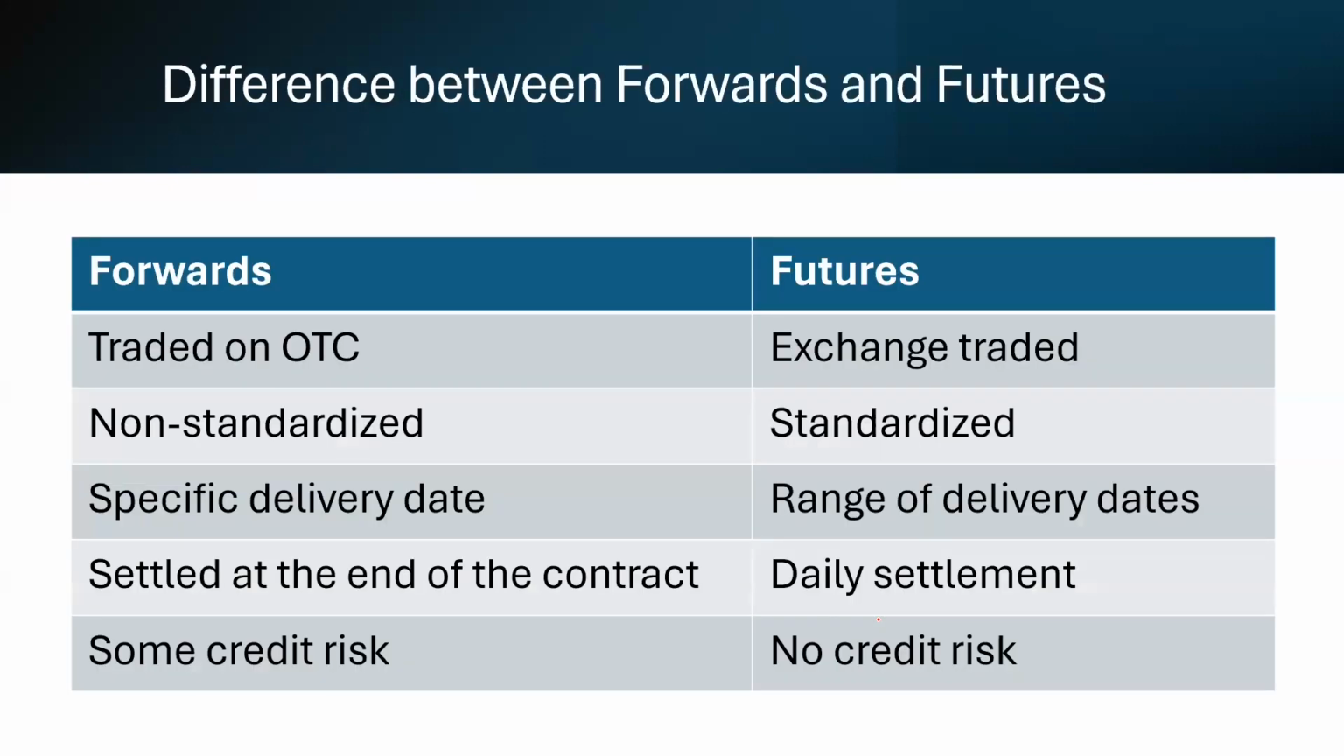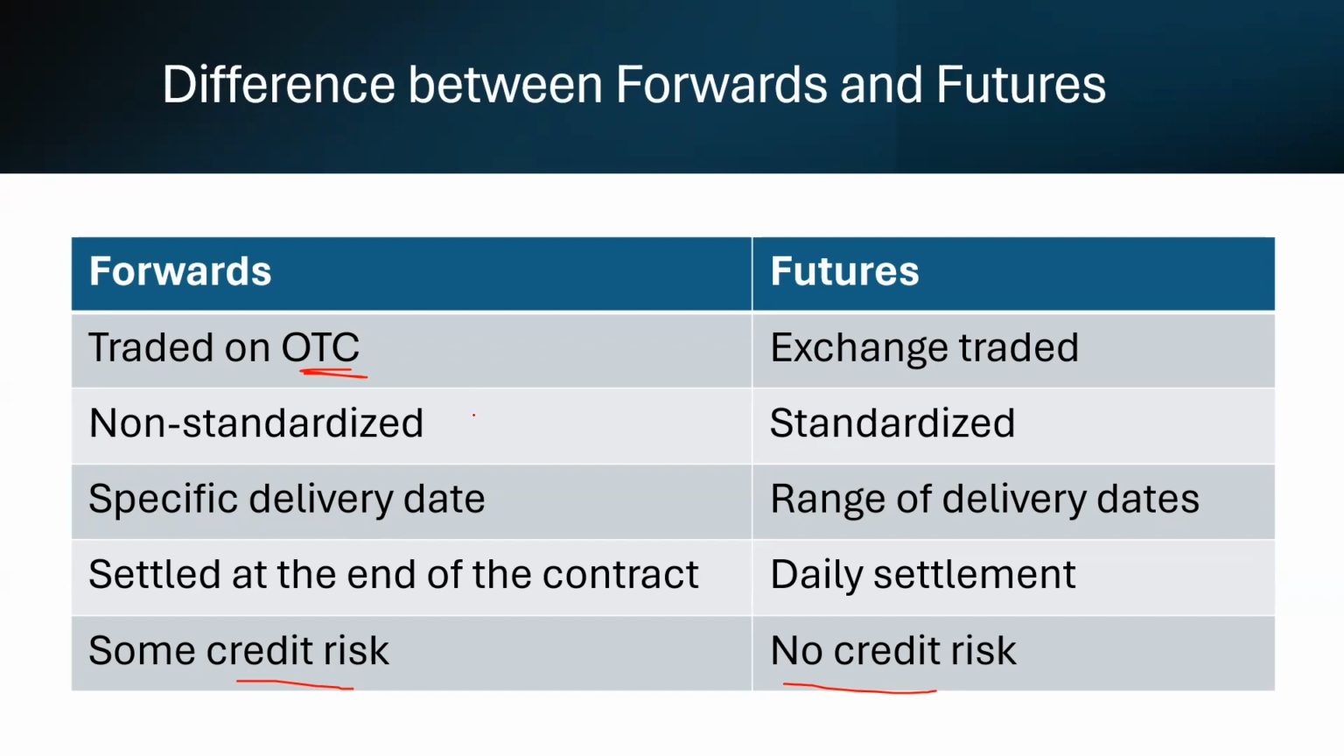So let's see some differences between forwards and futures. Forward contracts, as I mentioned before, are traded on the over-the-counter market, so they are more like personal private agreements. But futures contracts are exchange traded. Since they are exchange traded, they have very little credit risk, or we can say no credit risk. But in forwards, there are some credit risks because they are more personal private agreements, and not standardized like futures.